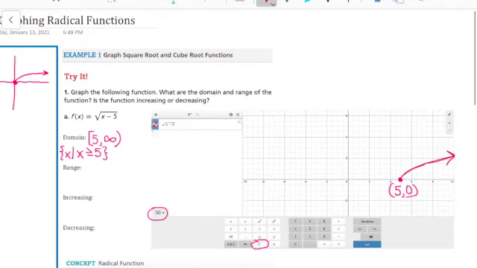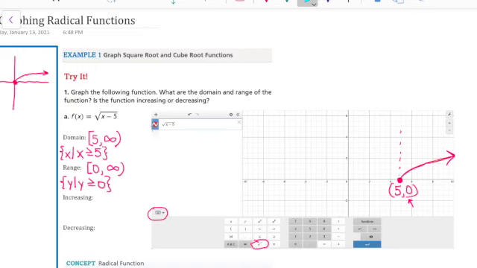Notice our range, the y value is 0 and it keeps going up. So 0 to infinity. I did put brackets on both the domain and range because there's an actual point at 5, 0. If I write that in set notation, that's y such that y is greater than or equal to 0. Both ways are correct. Both ways are not necessary, but depending on the type of problem you have will be what you see. So the last part of the question asks, is it increasing, decreasing?